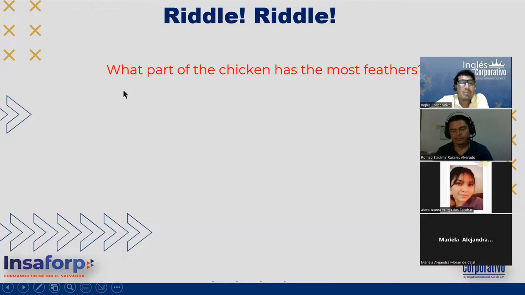The next one. What part of the chicken has the most feathers? ¿Qué parte de la gallina o el pollo tiene más plumas? Any ideas, guys? What part of the chicken has the most feathers? Sorry? La piel. The skin. That is very, very close.